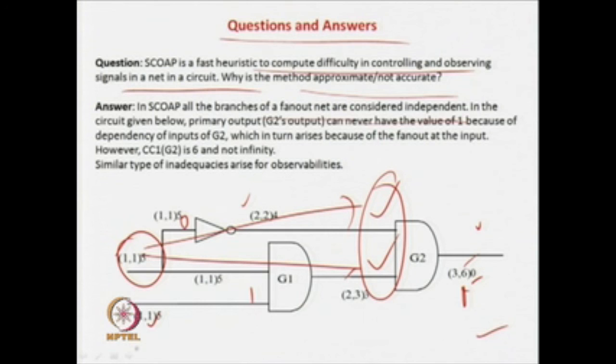But it is a very fast algorithm, because in one forward scan and one reverse scan you can get the values for everything, which is a very easy way to do, and it is a simpler algorithm. Sometimes there may still be inaccuracies, and we have to live with them because we want to get the answers fast. So, this brings us to the end of this module.